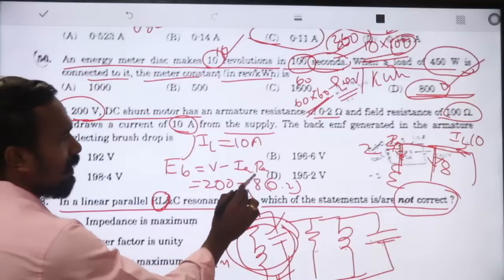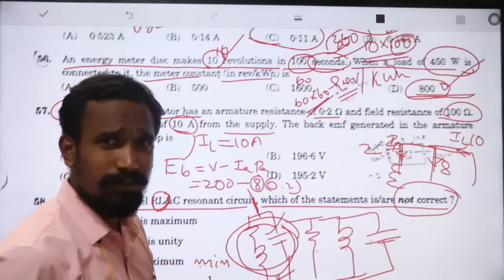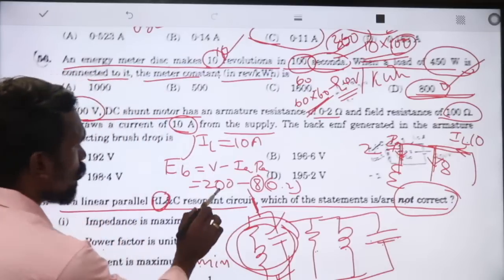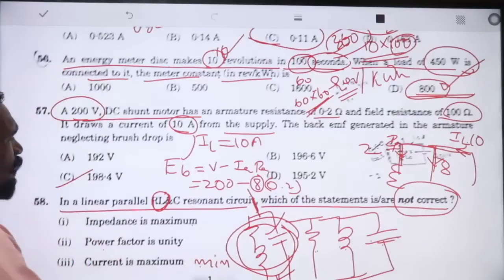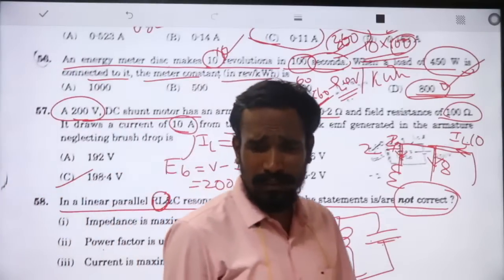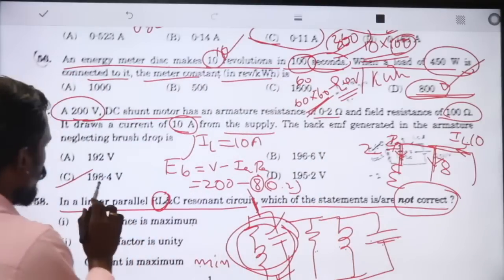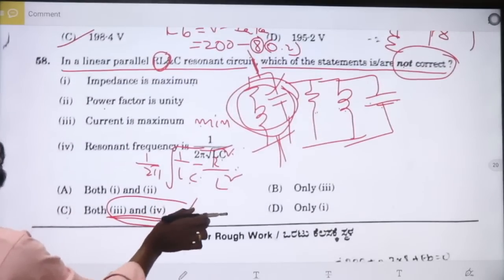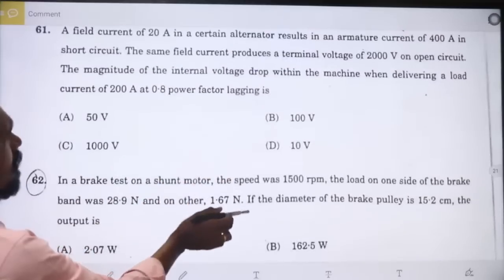So 8 times 0.2 is 1.6, right? So 200 minus 1.6 is 198.4 volts. Yes or no, guys? 198.4 volts is the correct answer. This is really a very easy question. This is really a very easy question, in our electrical machines again.